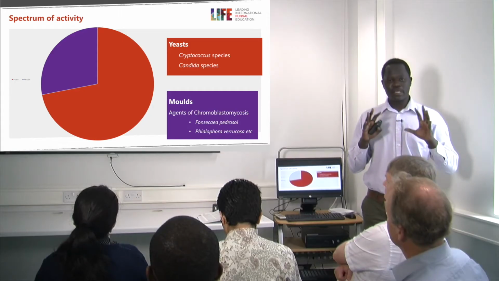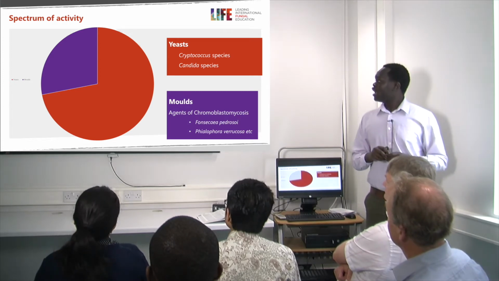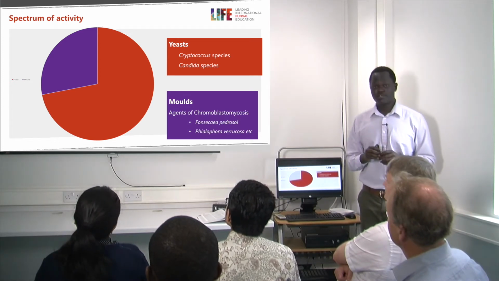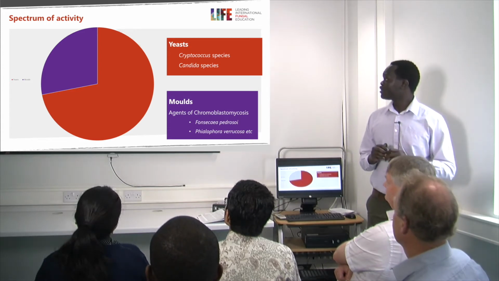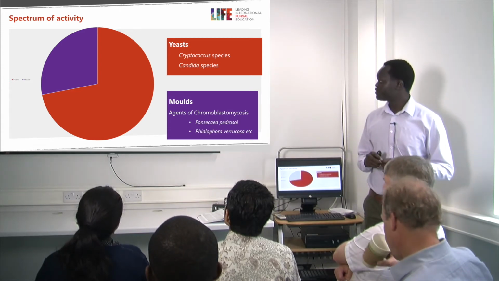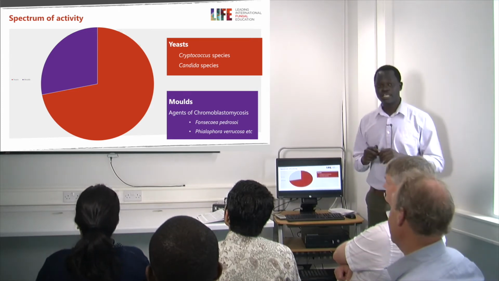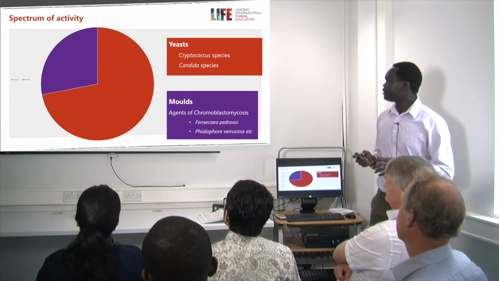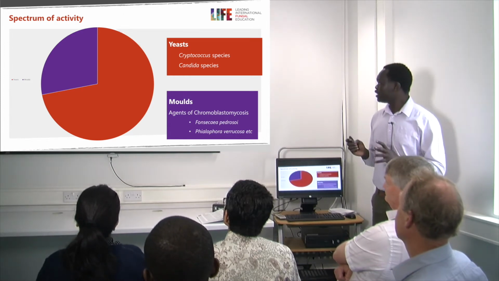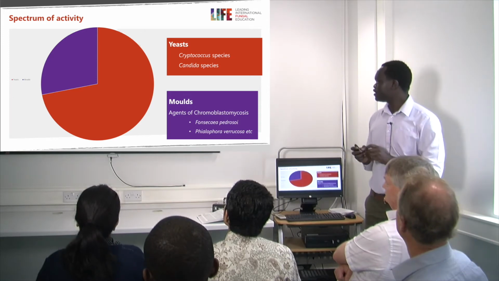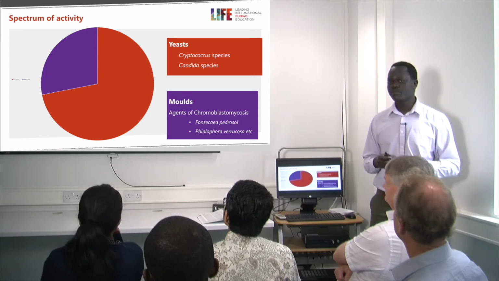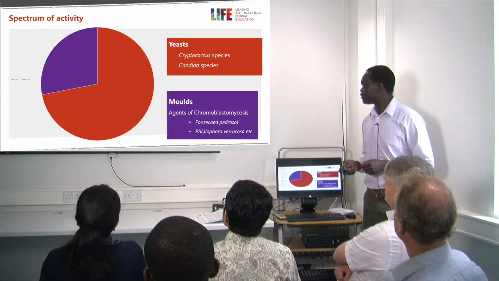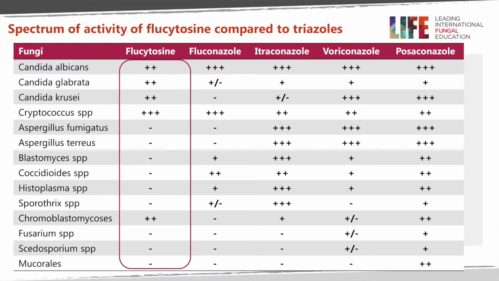We have to look at the spectrum of activity. Unlike the other systemic antifungals, like the triazoles, flucytosine has a very narrow spectrum of activity, largely to Cryptococcus and Candida species, and among the molds, it is restricted to a few agents that cause a subcutaneous disease called chromoblastomycosis.